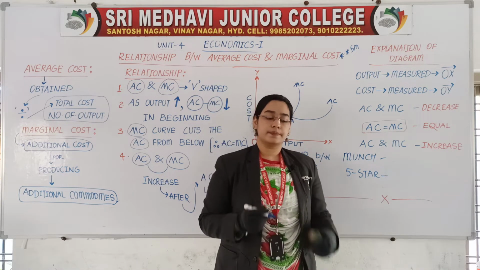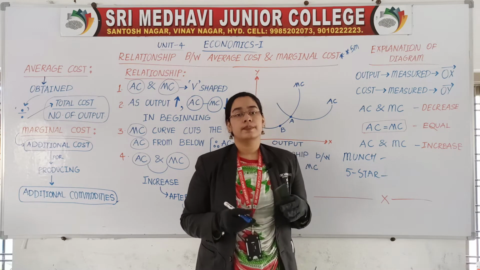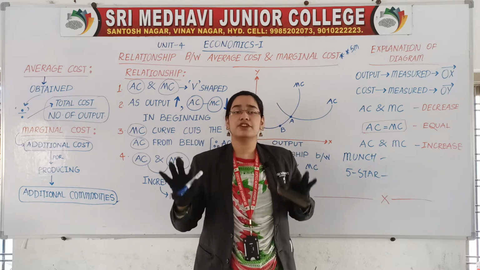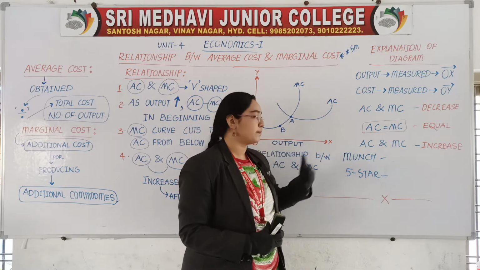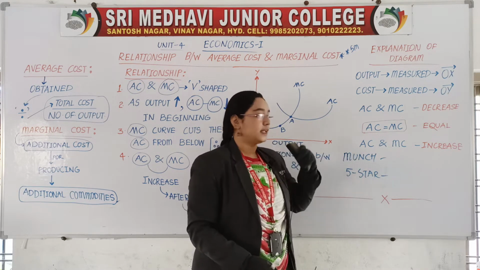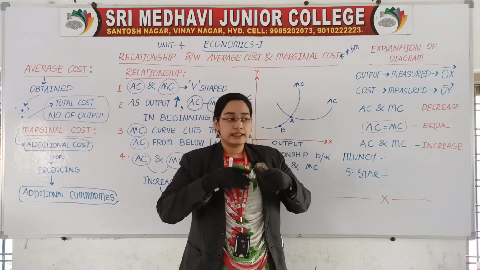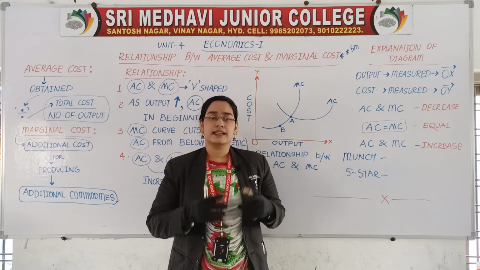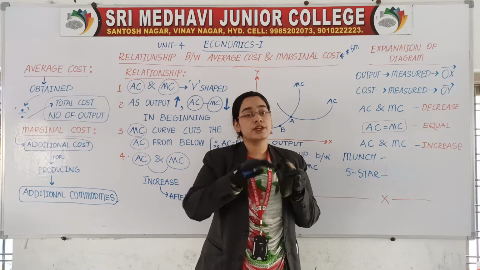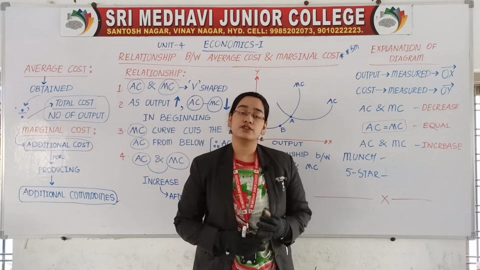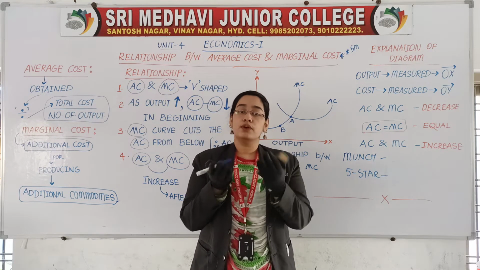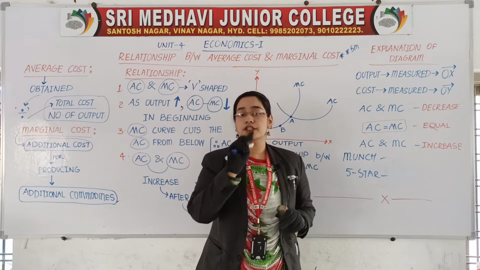In the first case, I am a producer and I am famous for selling Munch chocolates. I have never tried any other chocolate except Munch. So I am specialized in manufacturing Munch chocolates. But I have got an idea: why not produce 5 star also? I'll produce Munch, and with that, I'll produce 5 star chocolates also. So in total, I'm producing 2 commodities.